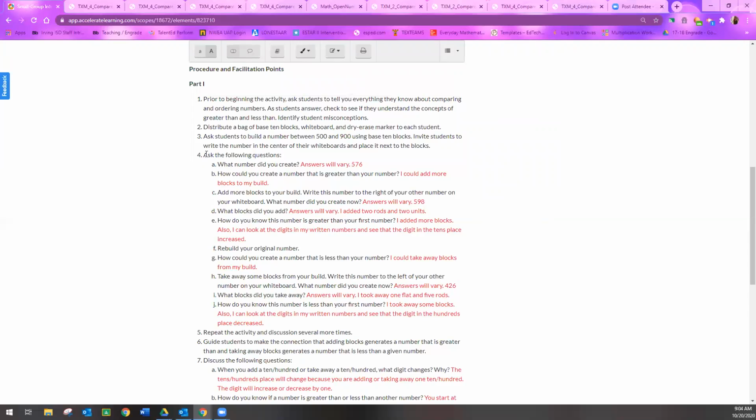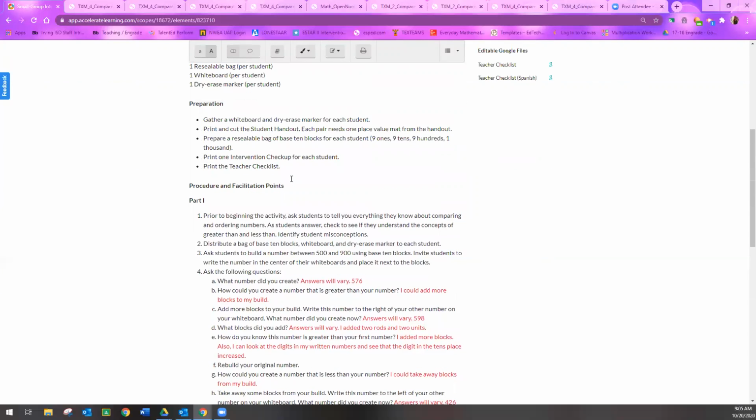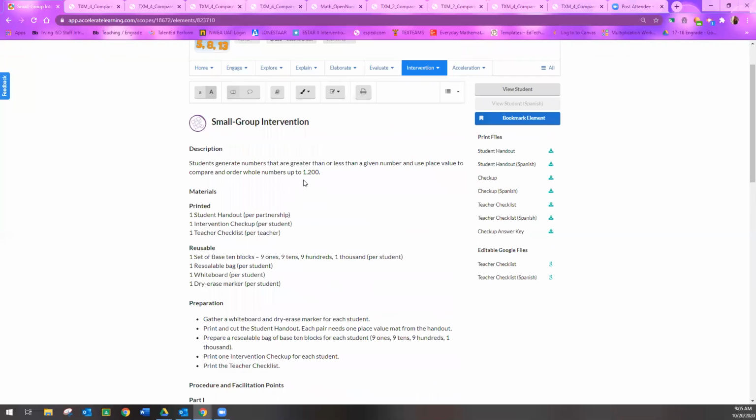So this one for facilitation point number 4 says ask the following questions. What number did you create? So here it says ask the students to build a number between 500 and 900 using base 10 blocks. If they weren't successful with this question, when you check them for their understanding, then you can go back to number 3 and just change your numbers. Maybe put between 300 and 600 and see what numbers they can come up with, and just practice that again until they're successful. So this would take you more than one day.